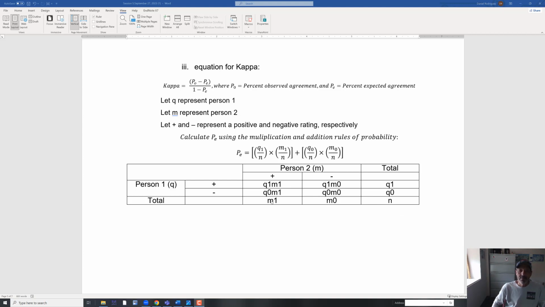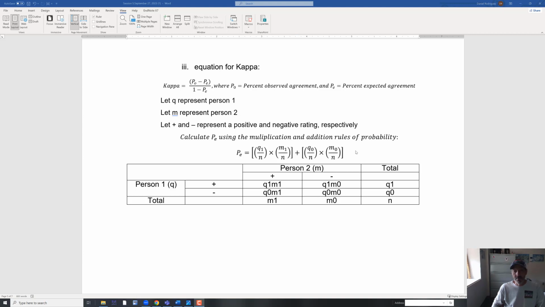So what we have here, M1 represents the number of times person 2 found somebody positive, and M0 represents the number of times person 2 found an individual negative, right? And the same going across here, person 1 found Q1 positives and Q0 negatives out of the N. So in order for us to have agreement, you have to have agreement here, right? Or, in probability terms, or implies addition, the addition rule of probability, or they'd have to agree here.